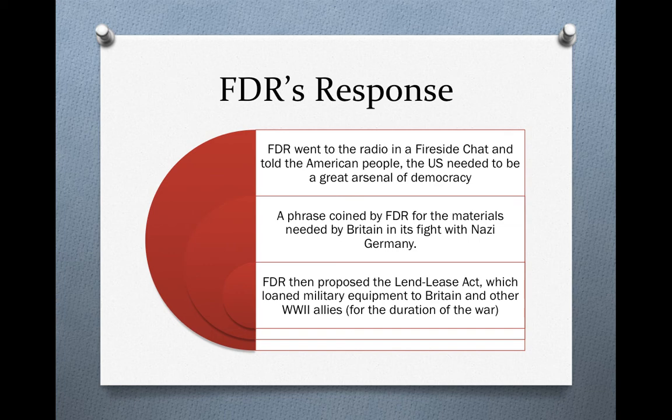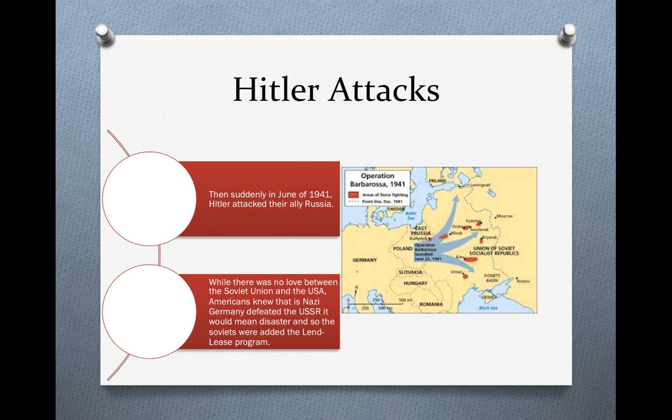FDR then proposed the Lend-Lease Act, which loaned military equipment to Britain and other World War II allies for the duration of the war. So we're not fighting in the war, but we supported Britain, as we did in World War I. Technically, no, we're not allies, but they asked for our help, so we're just going to send them the military supplies that they need. Well, then Hitler attacks suddenly in June 1941.